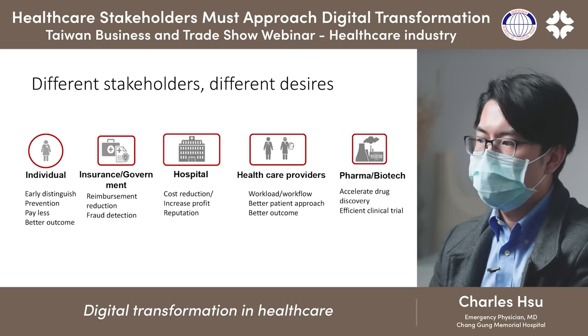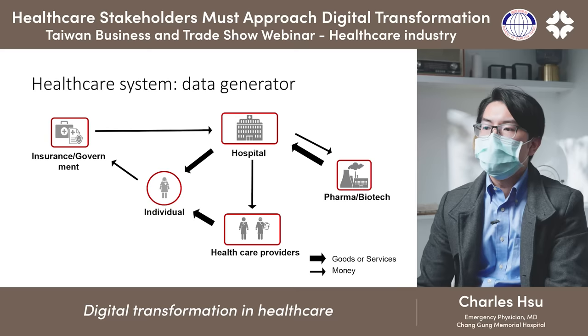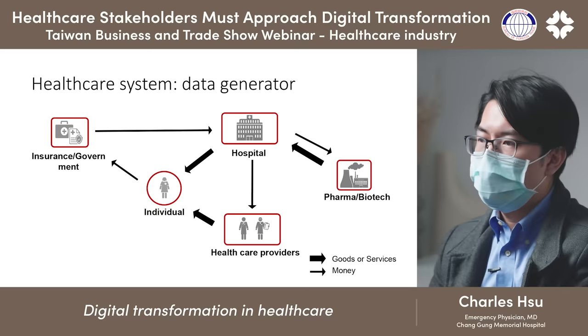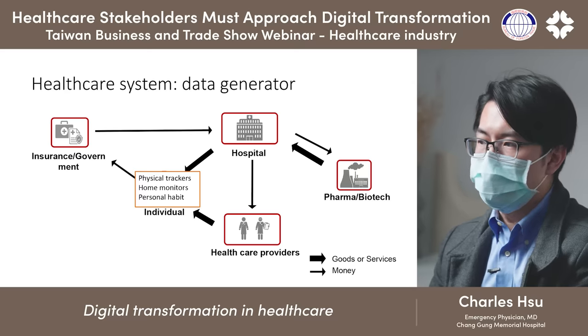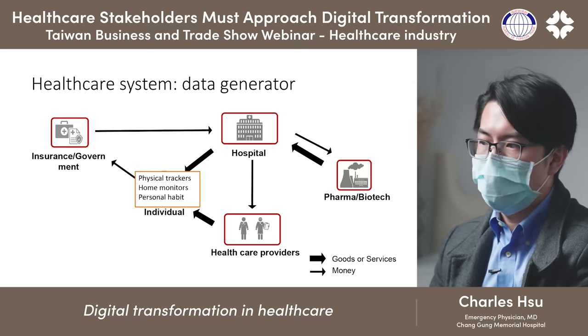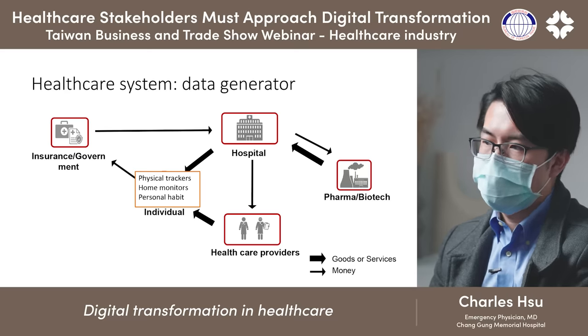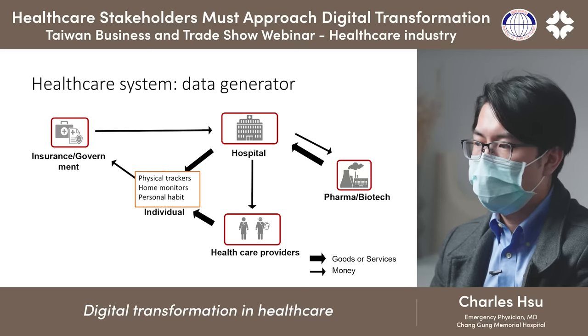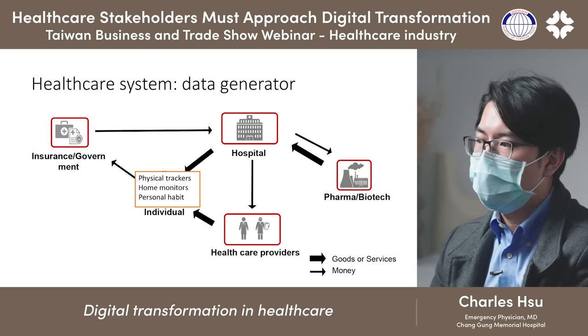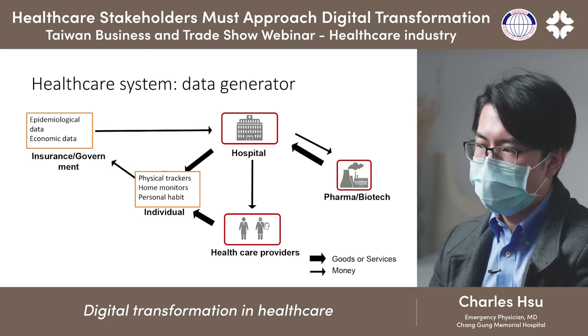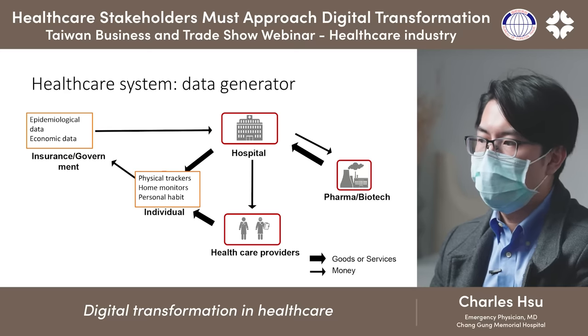Those unmet needs are crucial for digital transformation development. Let's look back at the healthcare system. In fact, the healthcare system is a huge data generator. Every stakeholder generates a lot of data by themselves or through interactions with other stakeholders. Individuals could use physical trackers to record their physical activity or physical information such as heart rate, blood pressure, or body weight. Home monitors could record living environment information such as air quality. With those reimbursement payment records, the government actually has comprehensive epidemiological data and economic data.